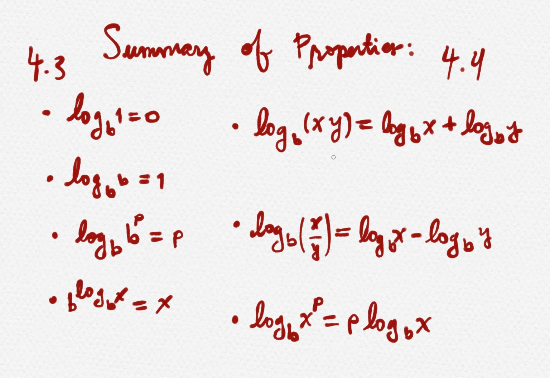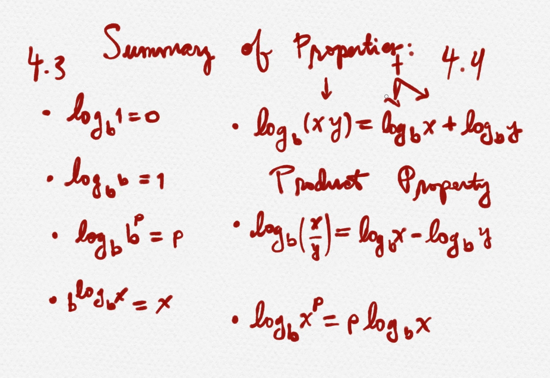Okay, so here are our brand new properties as of today. This one is called the product property. And that's because it's what we do with a product inside the logarithm. So the logarithm of a product of things. Logarithm base b of x times y is log base b of x plus log base b of y. This seems rather strange, right, that we can take the product inside here and we're going to split it up into two logarithms and we're going to add those things up.